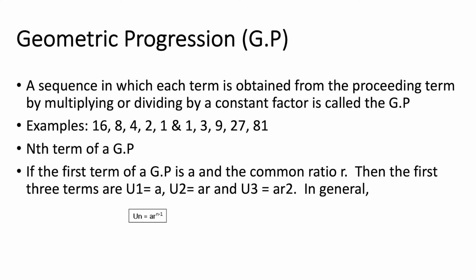Geometric progression, also known as GP. A sequence in which each term is obtained from the preceding term by multiplying or dividing by a constant factor is called a geometric progression. The difference between arithmetic progression and geometric progression is that for arithmetic progression we can either subtract or add, while in geometric progression we can either multiply or divide.